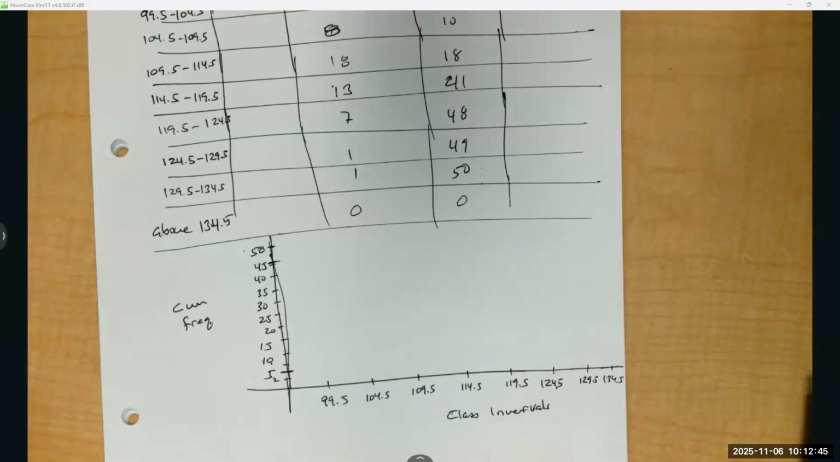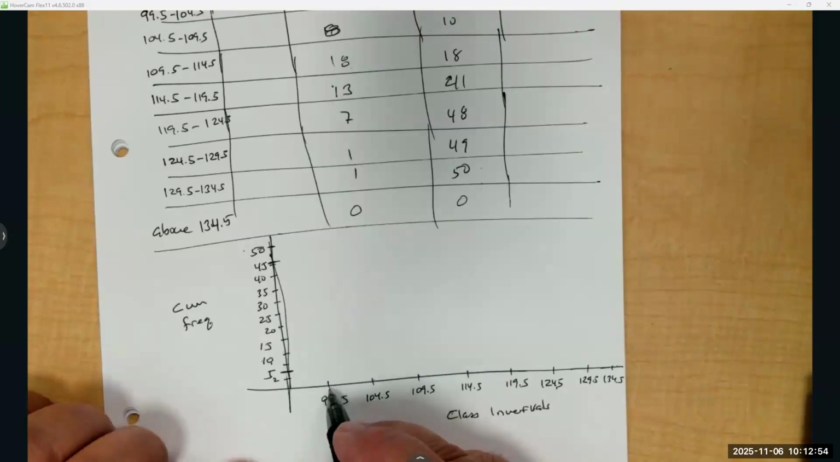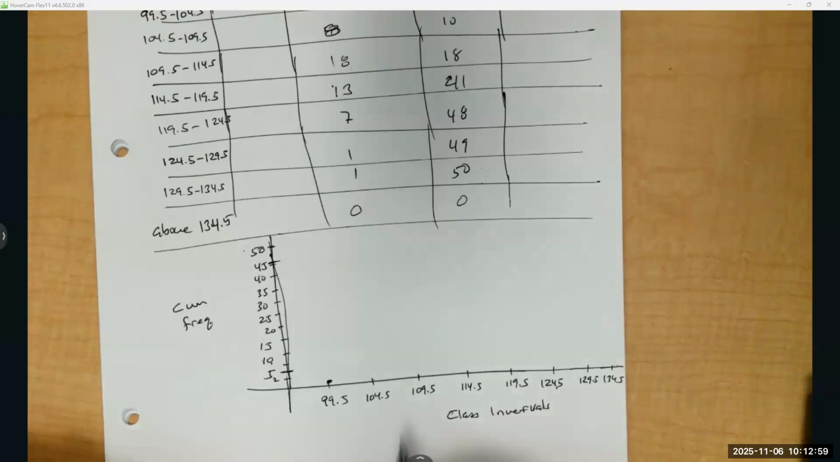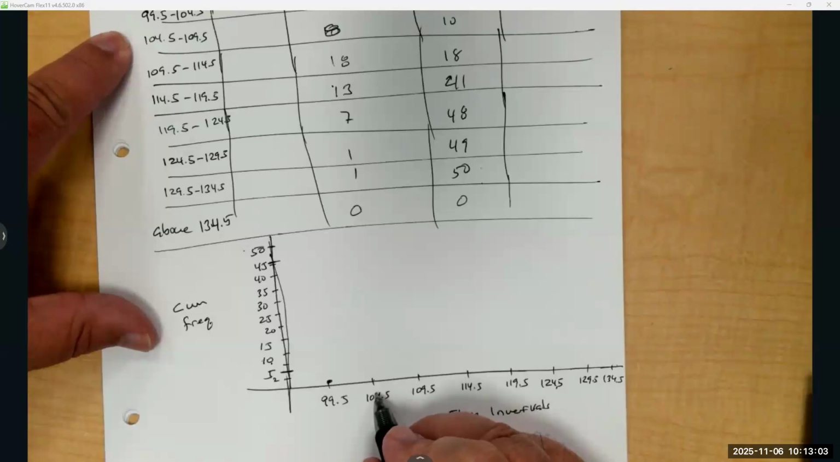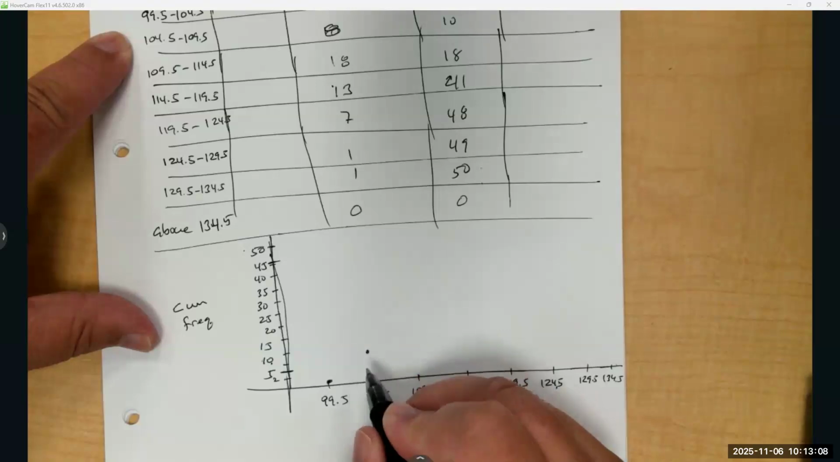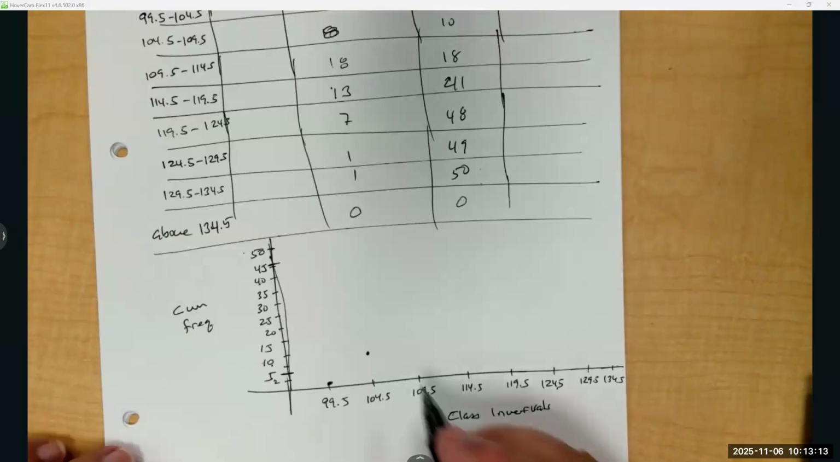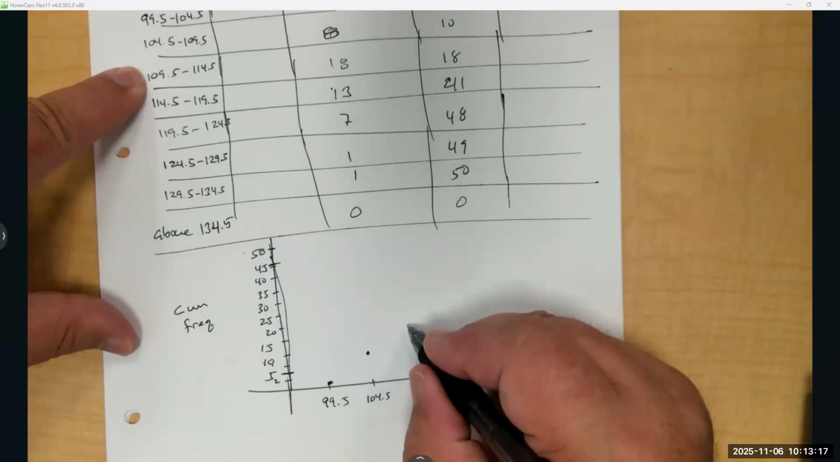Because if you do the spread too far, then it's going to be hard to put things in the middle. So the first one, 99.5, that's 2. That's all the way down here. 104.5, what's that one? That one goes to 10. 109.5, that one goes all the way up to 18.